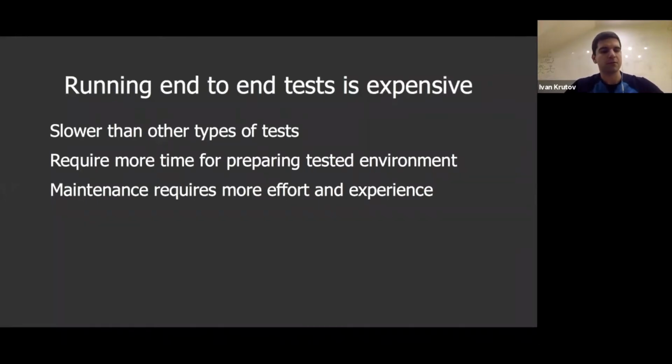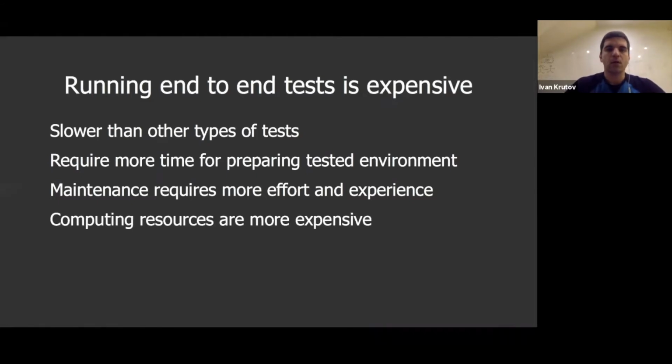For example, in case of tests in browsers, you constantly need to maintain in an accurate state so-called CSS selectors. That means expressions allowing you to find elements on the web page. Also, computing resources for end-to-end tests are usually more expensive than for other types of tests. For example, if you need to run tests in browsers, usually one browser running in parallel requires at least one CPU core and 1 or 2 gigabytes of memory.